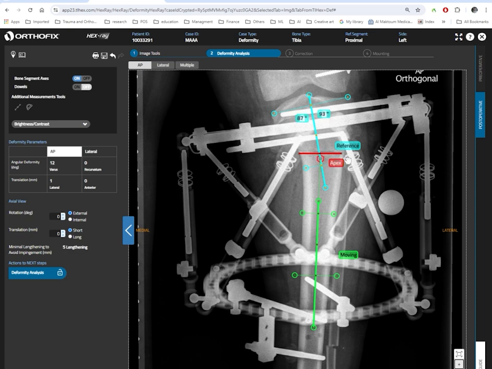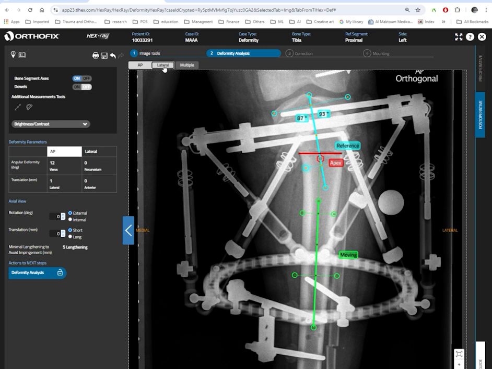Slightly distal to the osteotomy, so I might anticipate some translation. Okay, and if you can see here on the AB, it gives you a measurement of 12 degrees of varus versus 1 millimeter of translation. Okay, so we are happy with this.